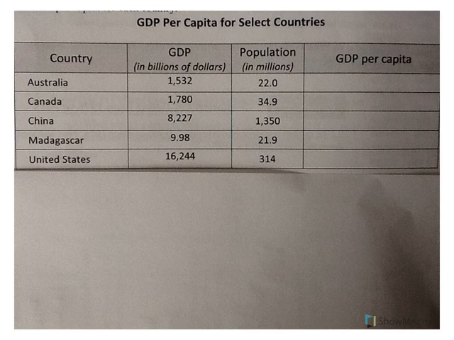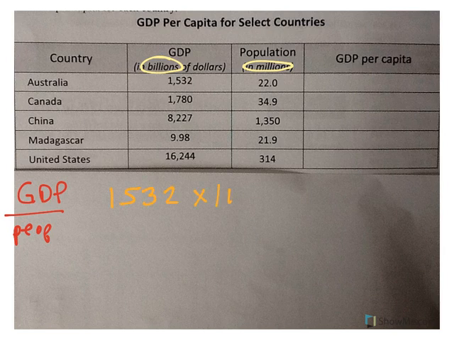So to find GDP per capita, that means the GDP goes on top, people go on the bottom. And note that the GDP is in billions, billion means 10 to the 9th, population is in millions, million means 10 to the 6th. So for Australia, we've got the GDP, 1,532 billion, so that's 10 to the 9th, over the population of 22 million, so that's times 10 to the 6th.